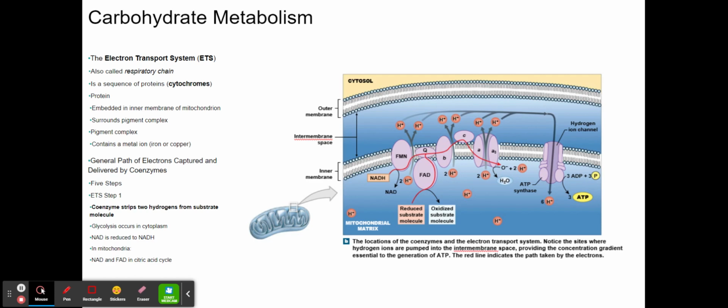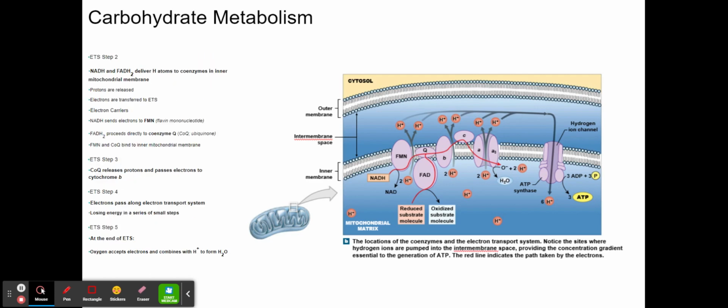In the first step, a coenzyme strips a pair of hydrogen atoms from a substrate molecule. As we've seen, different coenzymes are used for different substrate molecules. Recall that during glycolysis, which takes place in the cytosol, NAD is reduced to NADH. Within the mitochondrion, both NAD and FAD are reduced in the reactions of the citric acid cycle, producing NADH and FADH2 respectively. In step 2, NADH and FADH2 deliver hydrogen atoms to coenzymes embedded in the inner mitochondrial membrane.